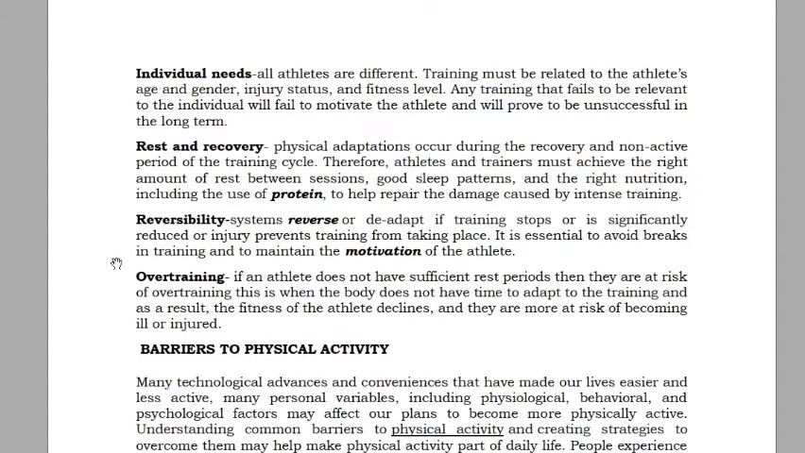Next definition, we have the reversibility. Systems reverse or they adapt if training stops or is significantly reduced or injury prevents training from taking place. So it is essential to avoid breaks in training and to maintain the motivation of the athlete.